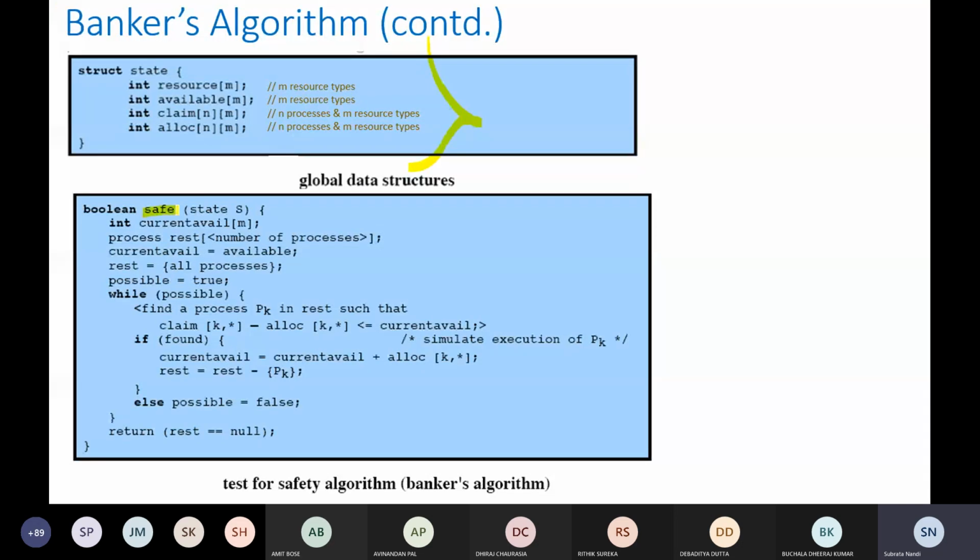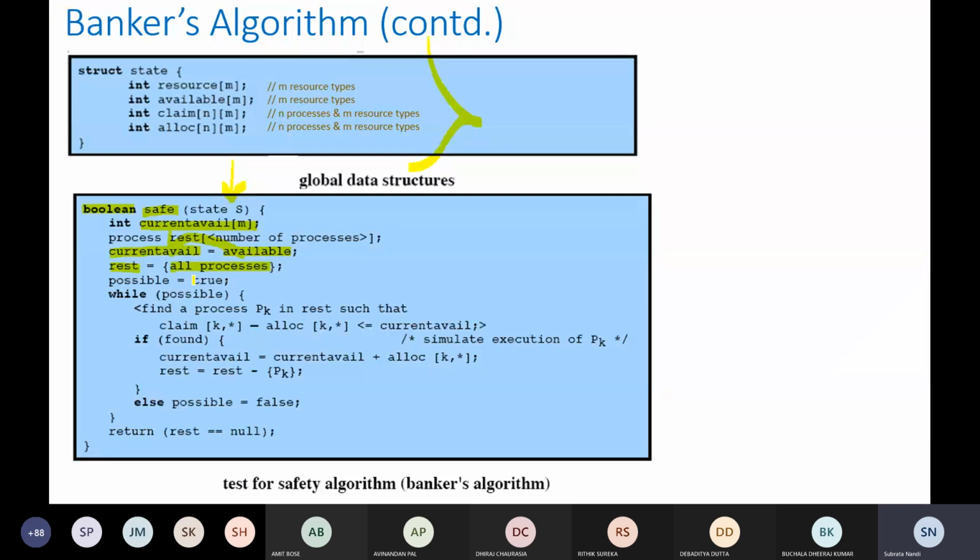So here the safe procedure accepts the state that has been formed in the previous algorithm, and it returns either true or false based on the safety. The safety check works as follows. Rest is a set which is initialized with all the processes. Current available is a temporary available, so the avail vector should not change. That's why the avail vector is copied to current avail, which will change in different iterations while it checks for the safety.